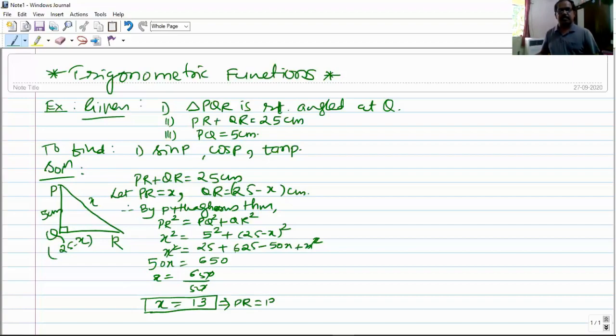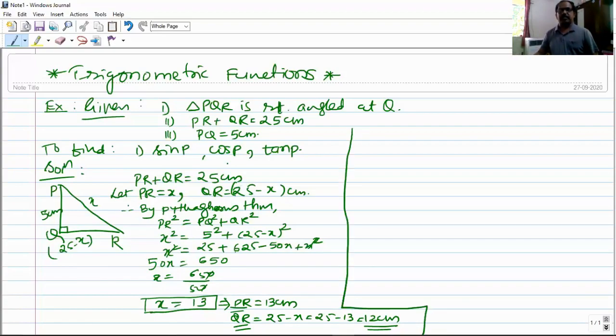PR is 13 centimeter. So what about QR? So QR will be equal to 25 minus x. So x is 13, so 25 minus 13 will give us 12 centimeter, right? So now students, we got all the three sides of the triangle. So are you able to find the values of the trigonometric function sin P, cos P and tan P? Yes, we can find them. So let's find them one by one.